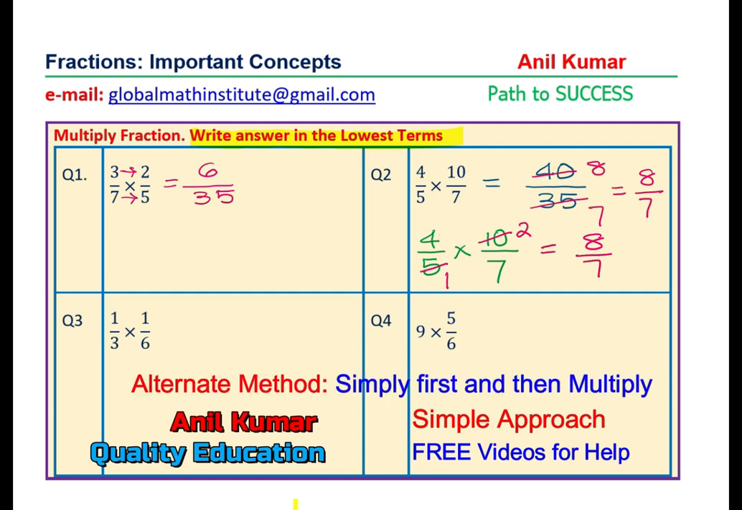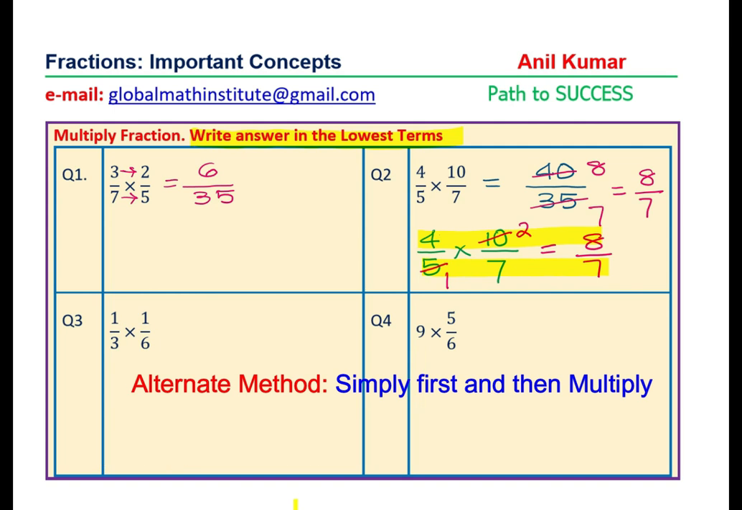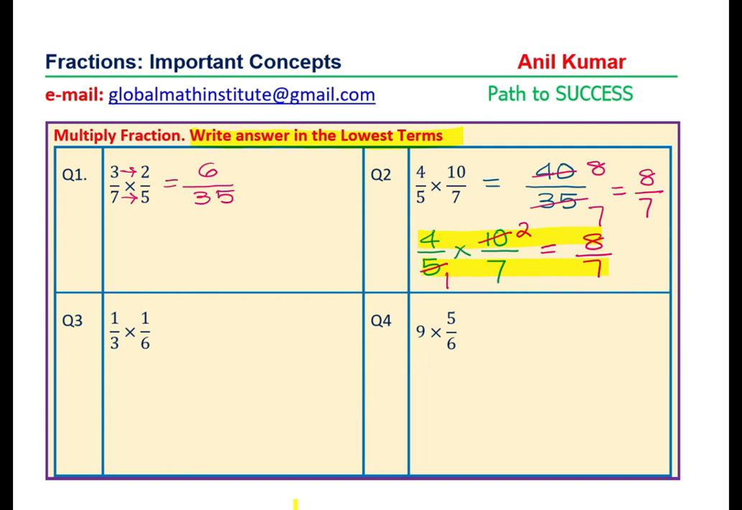Do you see? So what do you feel? Which method is better? Of course, the second method is far better. So the strategy now is simplify and then multiply. I hope you got the idea. So we'll now onward simplify and then multiply. Perfect. Are you there with me on this?